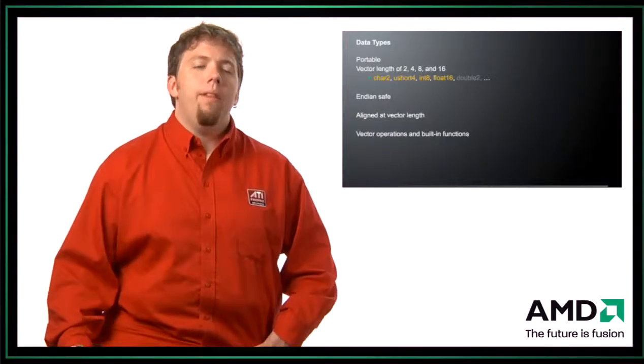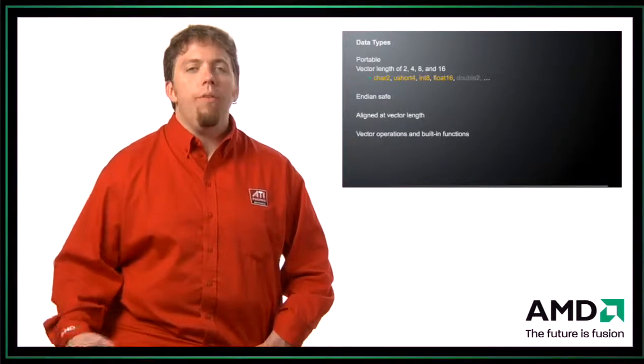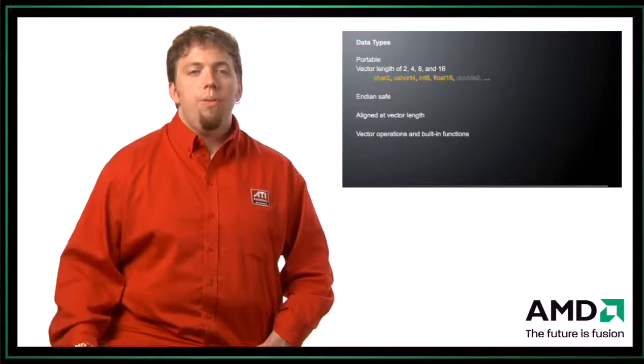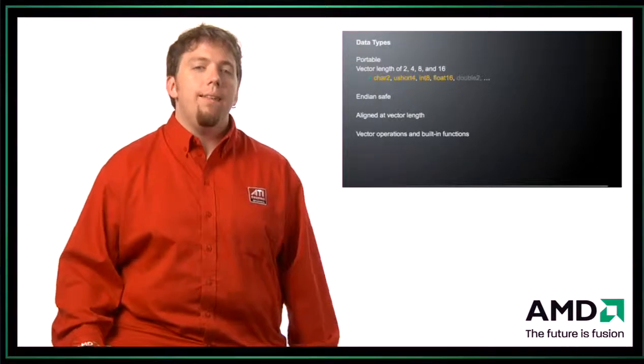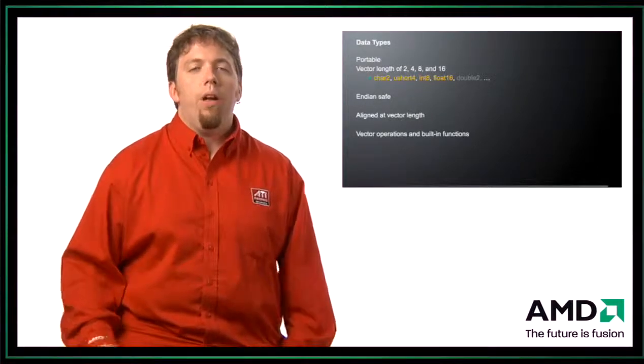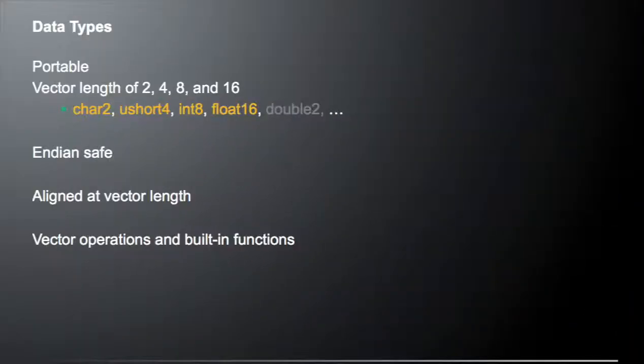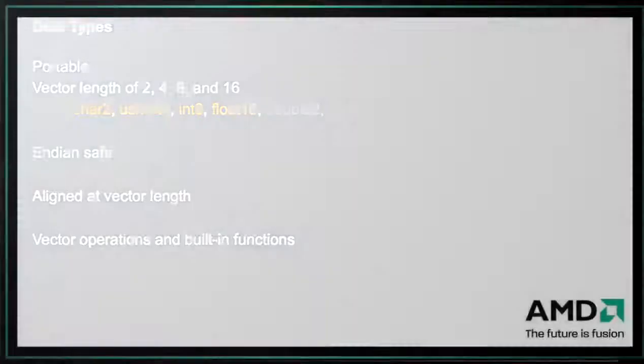One of the important things about these data types is they're endian safe. So if you write code using these vectors and go between the GPU, the CPU, or some DSP, you know that they're endian safe and the same code will work, and you don't have to worry about doing endian conversions. They are also aligned at vector length. And the vector operations have built-in functions. These are guaranteed with the OpenCL 1.0 runtime, so the 1.0 functions have to be there. Of course, there are extensions that can be done, and you have to check for those in your runtime.